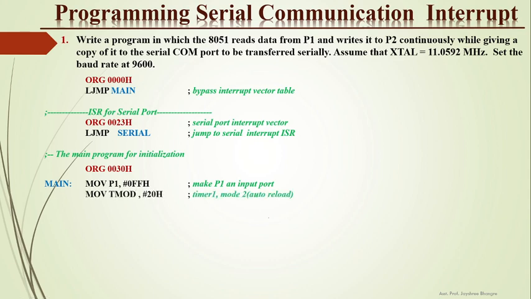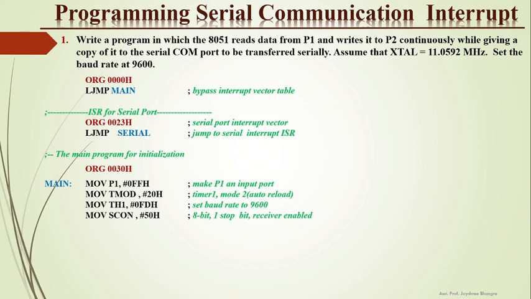Now we have to set the baud rate to transmit data serially. So we are using the instruction MOV TMOD, #20H. That means we are using timer 1 in mode 2 to set the baud rate. And here is the value 0FDH, which is used to set the baud rate to 9600, that is loaded into the TH1 register.